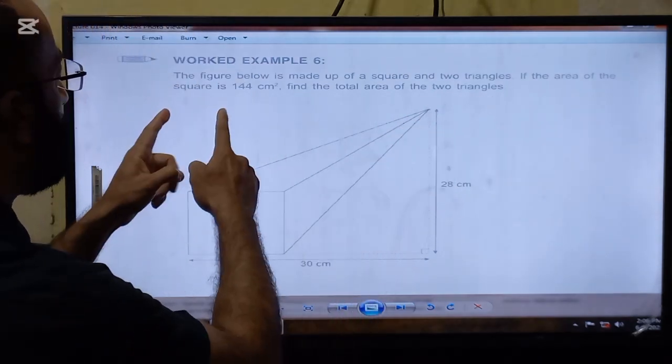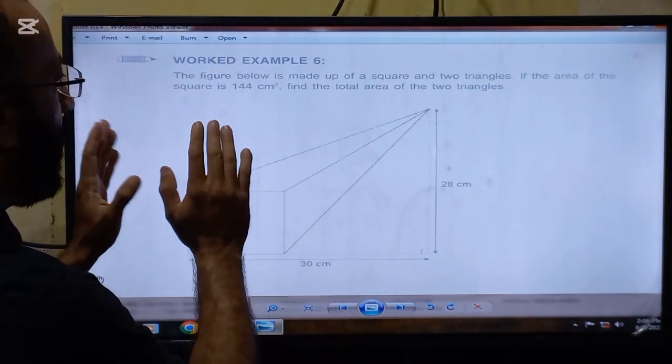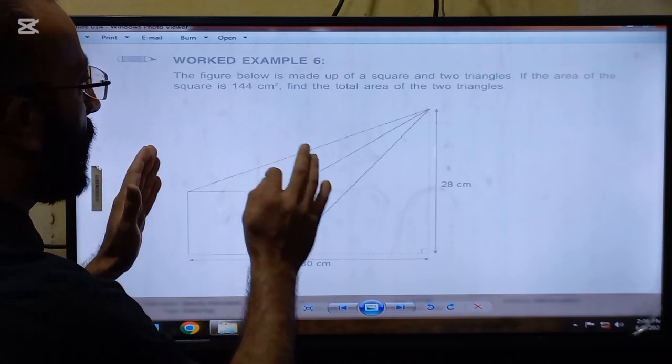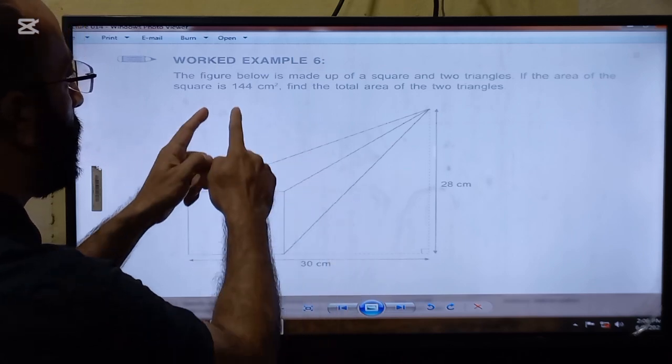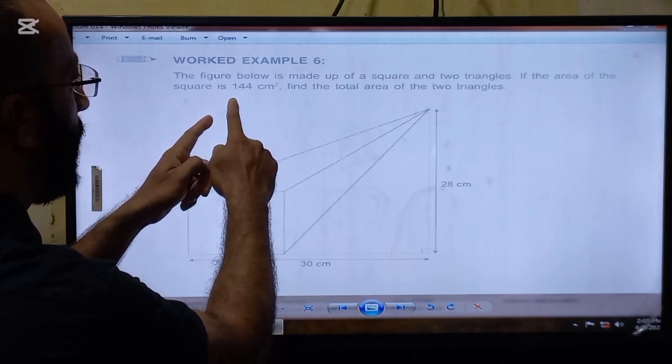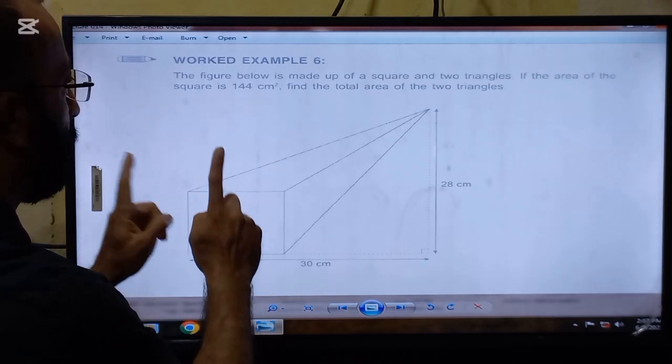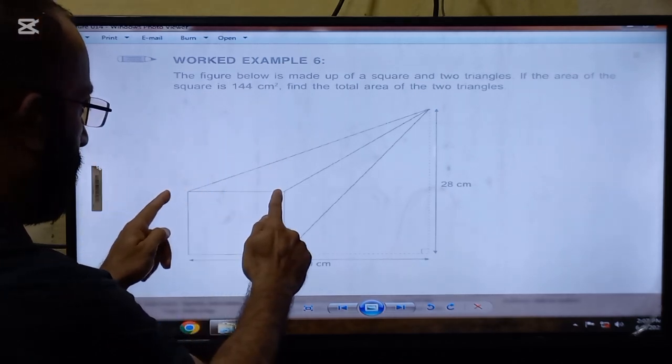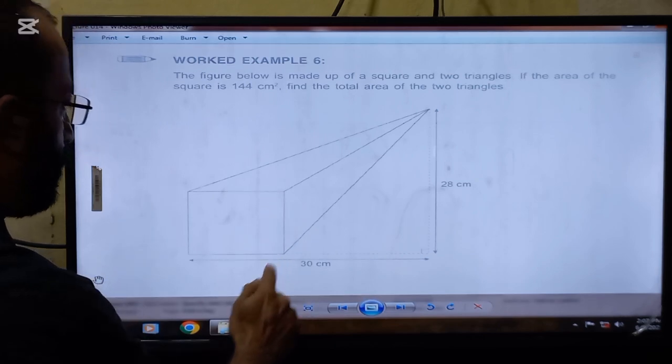The area of the square is given as 144, and you know the formula: L square is equal to the area. Taking the square root will give us the side. The square root of 144 is 12. So this will be 12, and this will be 12 as well.